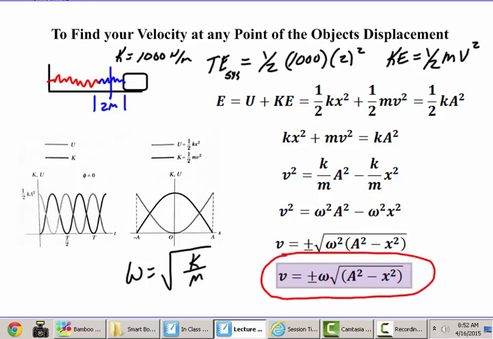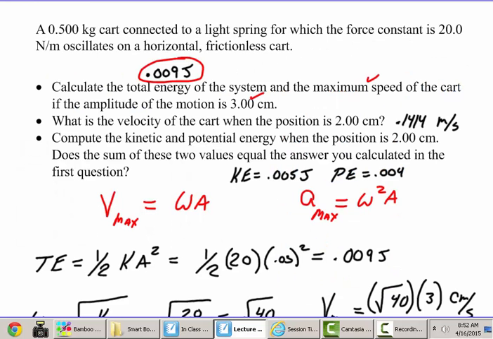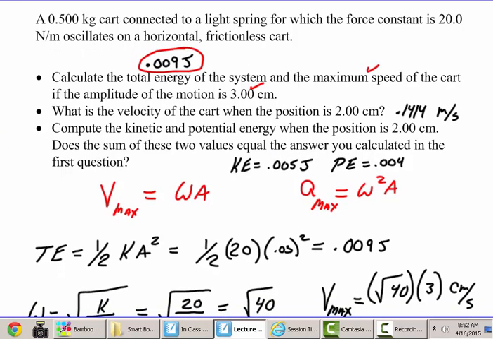How do we do the potential energy for that? Well, one thing you could do is just do 1/2 kx squared, because the potential energy on a spring at any point in time is going to be 1/2 times k times x squared. That's going to tell you the potential energy at any point away from equilibrium. And if you did that, that should have given you a 0.004.